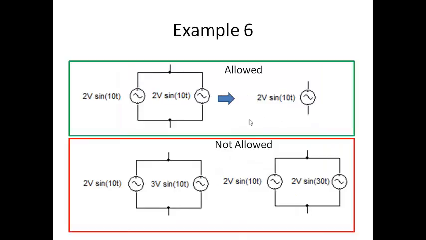But again, this is not allowed because this is allowed. This is not allowed because they are at different magnitudes, and this is not allowed because there are different frequencies. So ultimately, the resultant voltage gets different from either of these two voltages, which is not possible. It has to be equal to both of these voltages.